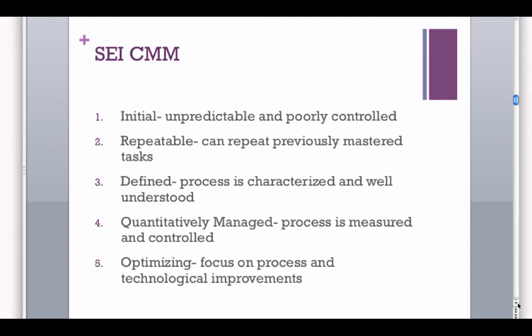Okay. So the first level is the initial level, and this is basically you have no mature process. Everything is unpredictable and poorly controlled.